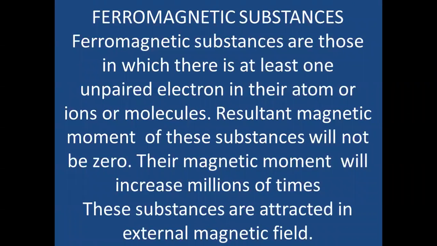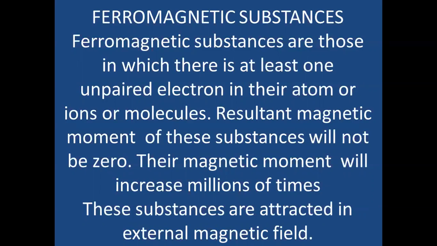Third, a very important property or feature of this class of substances is that their magnetic moment will increase to millions of times when they are placed in the external magnetic field. And these substances are also attracted towards the external magnetic field. So ferromagnetic substances are attracted towards the external magnetic field, and also their internal magnetic moment will increase millions of times.